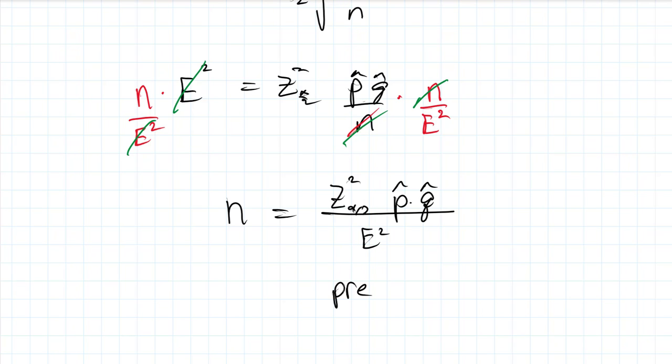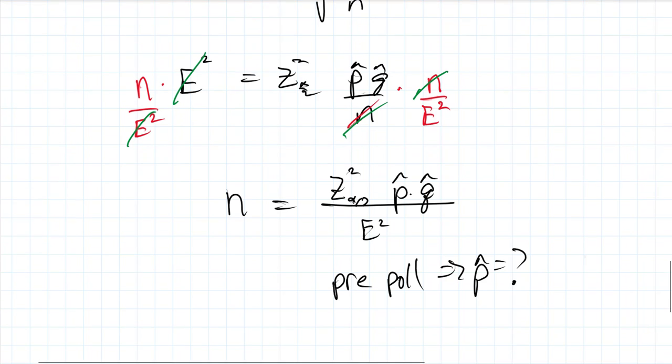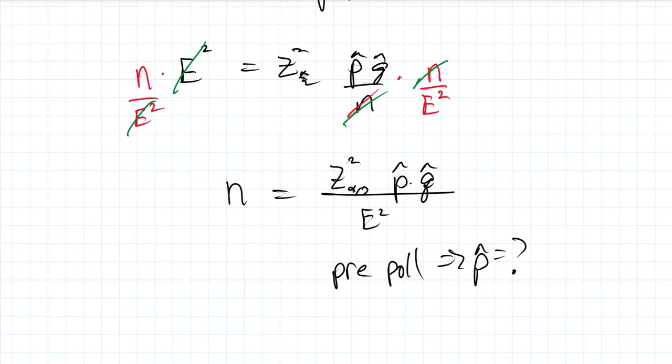Now, one challenge to this equation is, again, this is pre-poll, and if it's prior to even getting any information, how do you know what the proportion is, right? You're trying to figure out what the size should be of a particular group to get a margin of error. And then once you have the desired size, you go figure out what the percentage of individuals are that want to vote for a certain issue in a certain way. So we don't know what p hat is. We don't know what the proportion is.